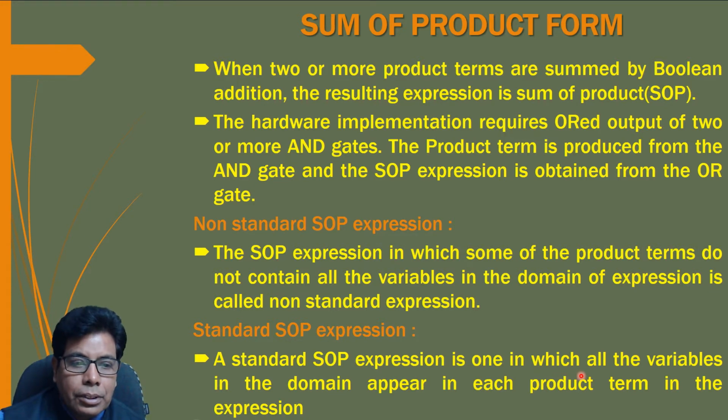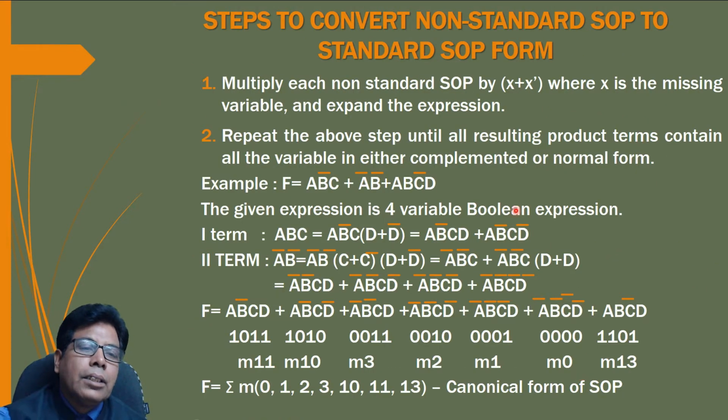What are the steps for conversion of non-standard to standard? Say, steps to convert non-standard SOP to standard SOP form. So there are two steps here. Multiply each non-standard SOP by x plus x dash or x bar, where x is the missing variable, and expand the expression. Then repeat the above step until all resulting product terms contain all the variables in either complemented or normal form. So these are the two steps.